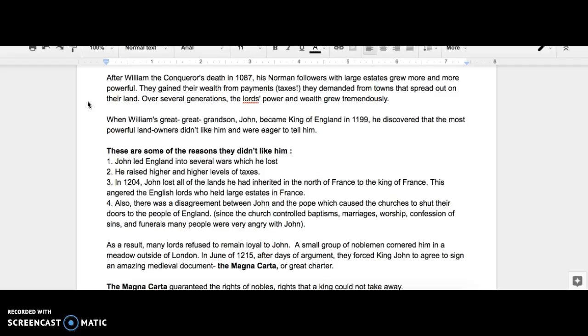Also, there was a disagreement between John and the Pope which caused the churches to shut their doors to the people of England. Since the church controlled baptisms, marriages, worship, confession of sins, and funerals, many people were very angry with John. As a result, many lords refused to remain loyal to John. A small group of noblemen cornered him in a meadow outside of London. In June of 1215, after days of argument, they forced King John to agree to sign an amazing medieval document, the Magna Carta, or Great Charter.